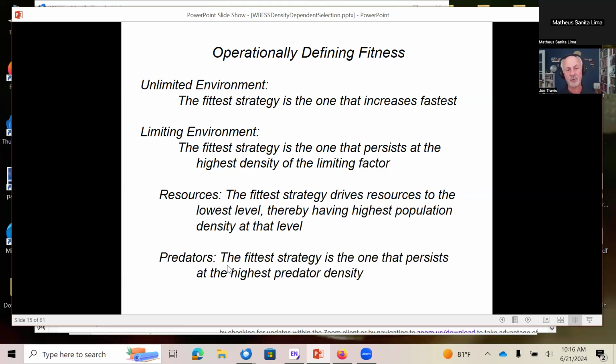But it's also true if predators are regulating the population. And I use the term regulating because we're talking about a limiting environment. Regulation means increases tend to follow decreases, decreases tend to follow increases in density, and there is a steady state distribution of density that holds. Here, the fittest strategy is one that persists at the highest predator density, because that's what's limiting. And again, the fittest strategy will be one that will have the highest equilibrium density of its own at the highest predator density. So that's how the theory is agnostic to the source of selection.